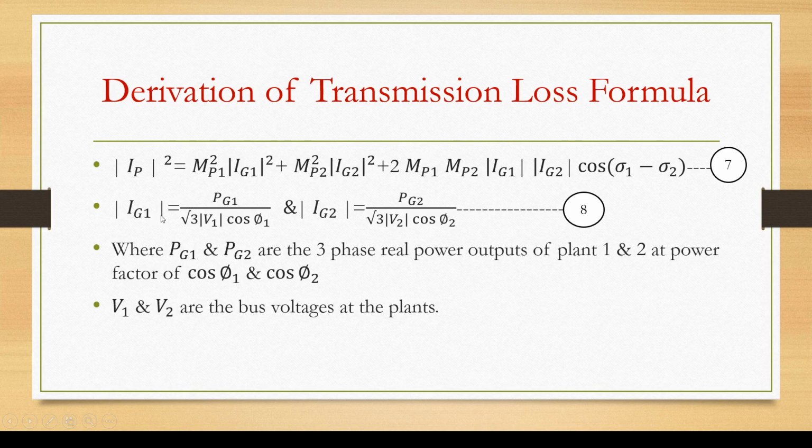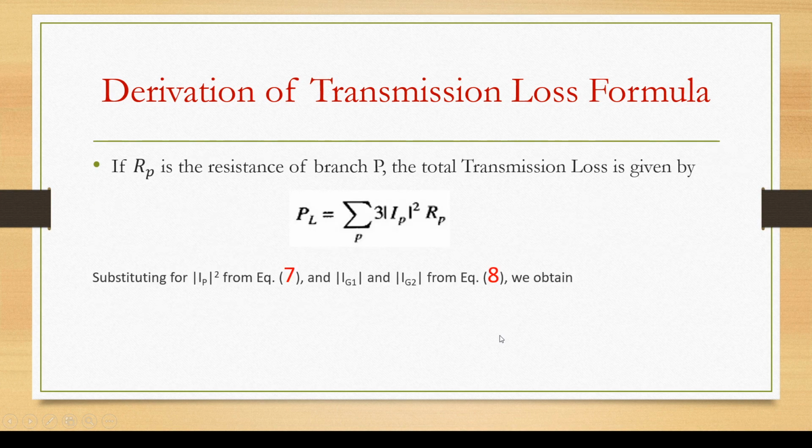So here Ig1 equal to Pg1 by root 3 V1 cos phi 1 and Ig2 is Pg2 by root 3 V2 cos phi 2. Pg1 and Pg2 are the three-phase real power outputs of plant 1 and 2 at power factors cos phi 1 and cos phi 2 respectively. V1 and V2 are the bus voltages at plants 1 and 2.